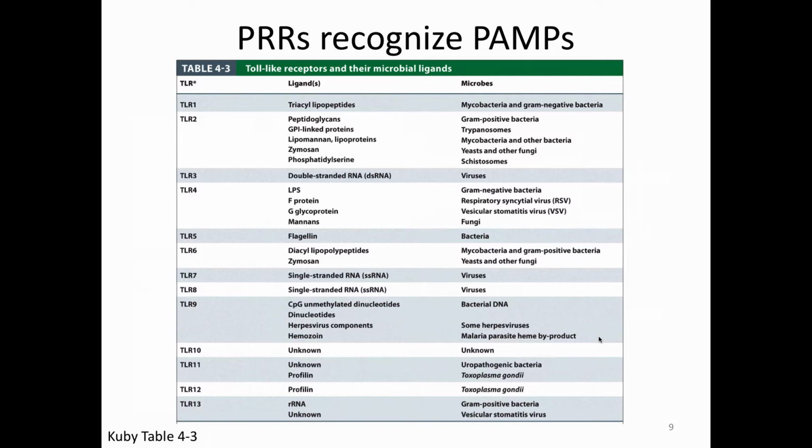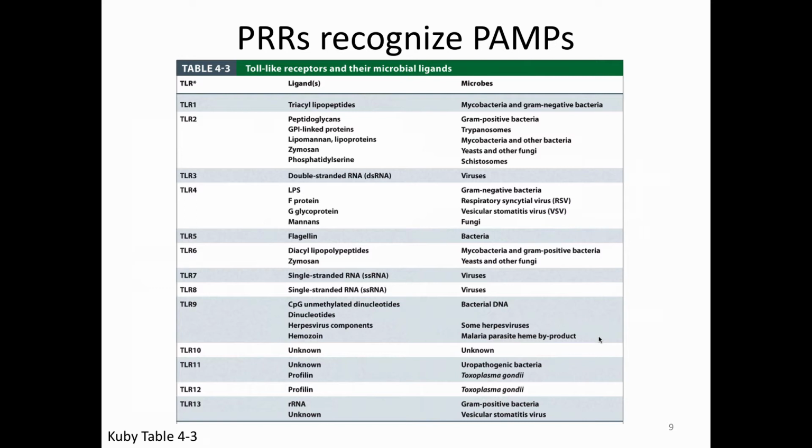Some examples include things like peptidoglycan, part of the bacterial cell wall. Things like some types of single-stranded RNA, things like flagellin, part of the prokaryotic flagella, things like zymosan, which is part of a fungal cell wall, things like hemozoin, which is an important component of the malaria parasite. So we have many different types of molecules. By and large, these are molecules that are found on broad groups of microbes instead of one individual microbe.